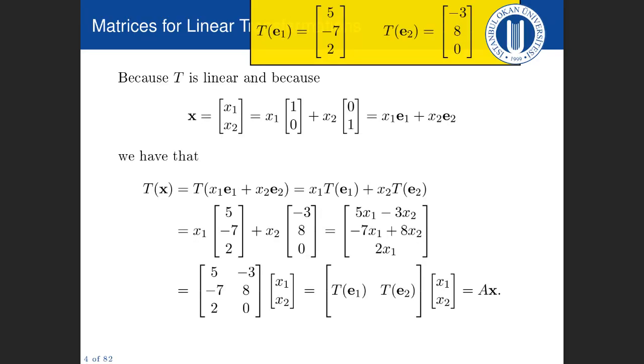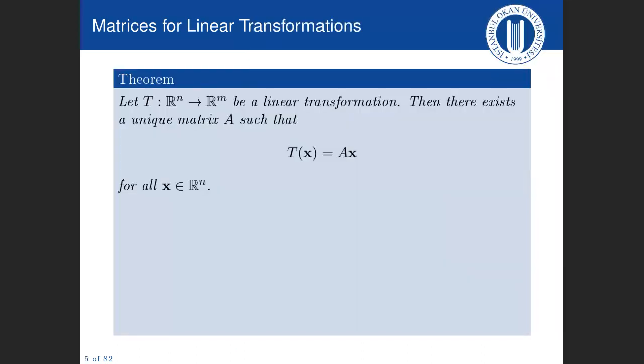This is the matrix where the first column is T(e1) and the second column of the matrix is T(e2). This is the matrix for this linear transformation. Let's write this down more generally. Let's suppose T is a linear transformation from Rn to Rm. Then the theorem says there exists a unique matrix A such that T(x) is equal to A multiplied by x, such that T is a matrix transformation, and that this is true for all vectors x.